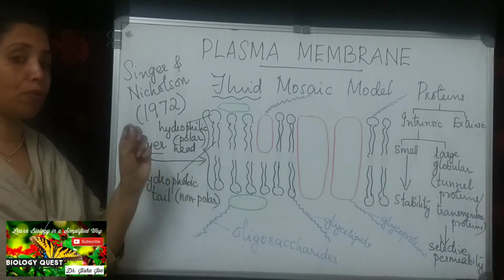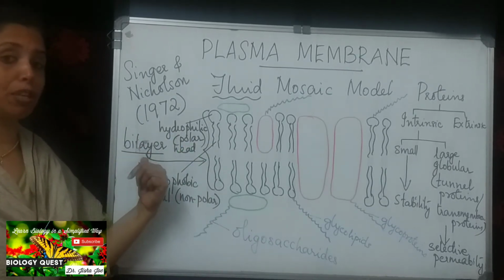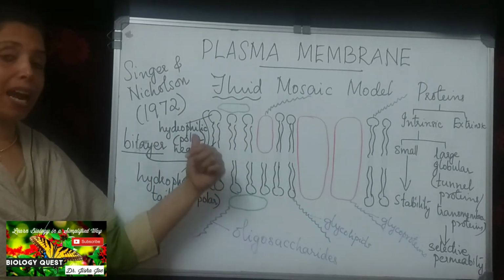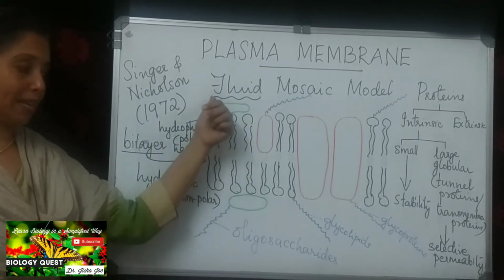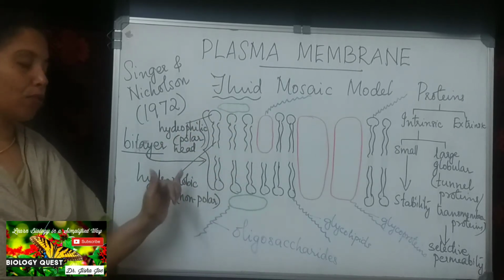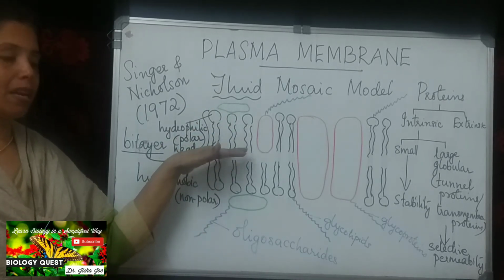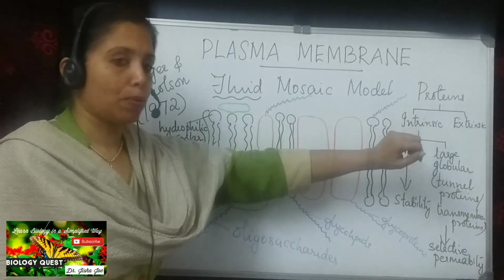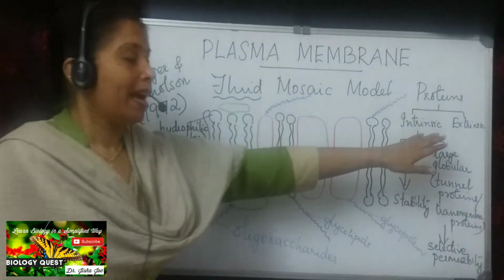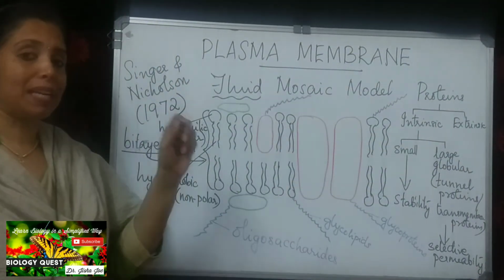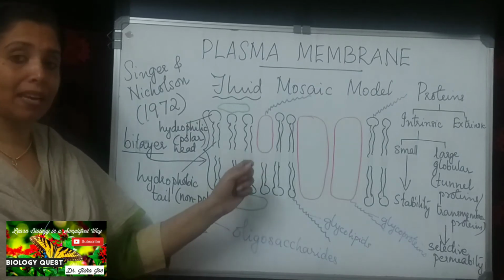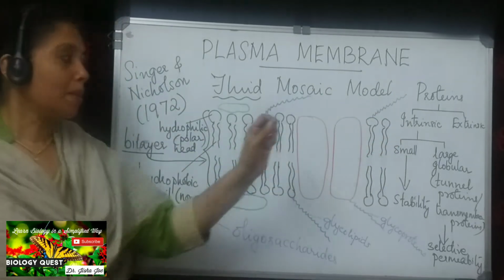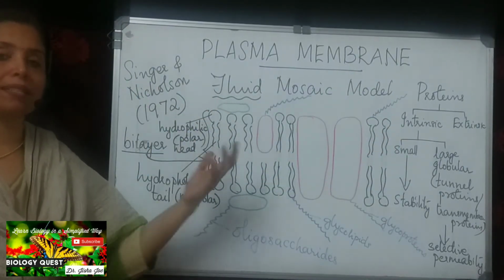Now coming to the detailed analysis of the fluid mosaic model, we have seen that the phospholipids, which are mostly phosphoglycerides, form a bilayer, with the hydrophilic or polar heads directed outwards and the hydrophobic or non-polar tails facing inwards. There are two types of proteins: the intrinsic or integral proteins, and the extrinsic or peripheral proteins. Intrinsic proteins are embedded within the phospholipid bilayer, whereas the extrinsic proteins are seen towards the periphery.